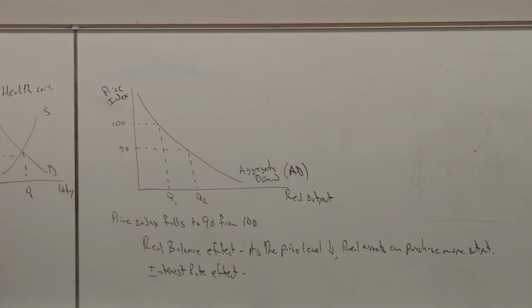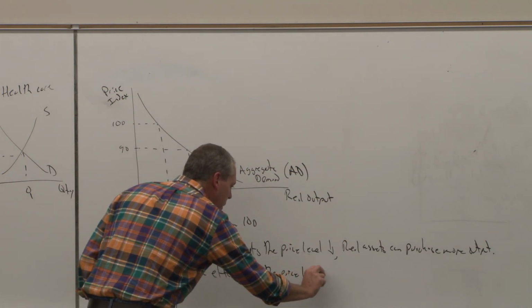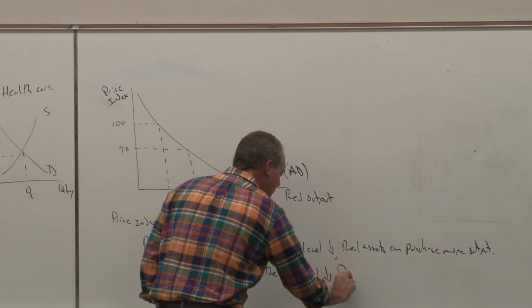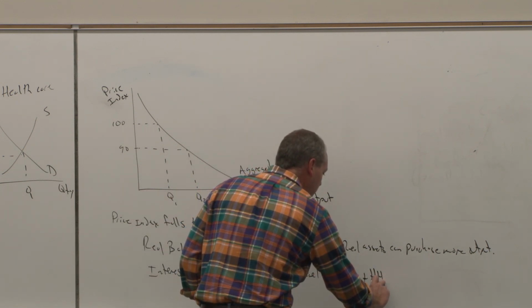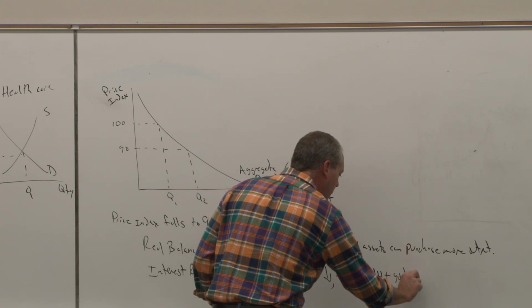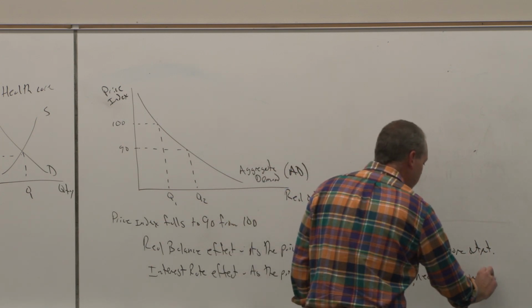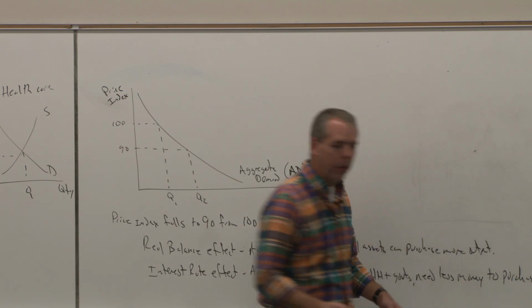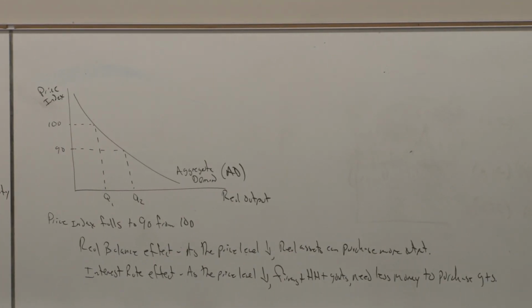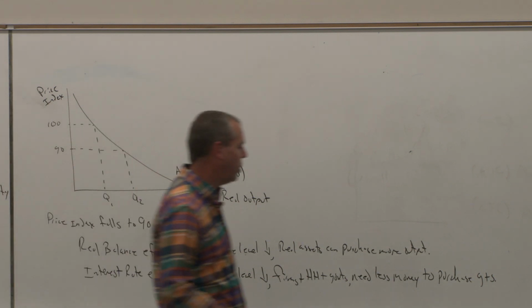Now what this interest rate effect says, right, so we have this decrease in purchasing power, so this price level falls. Firms and households, remember households is HH, and governments, by the way, need less money to purchase goods and services, right? So if they're needing less money to purchase goods and services, some of this additional money gets moved into savings.